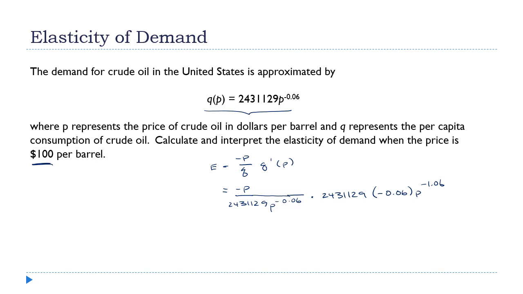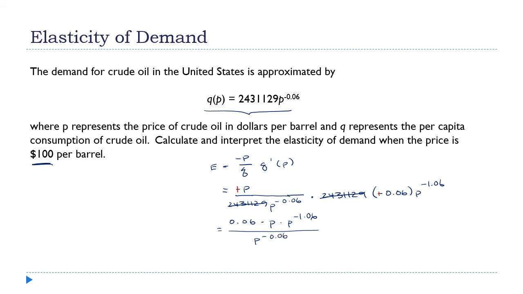Now you see why I was looking ahead. You see why I didn't try to multiply that out? These big numbers here, they're going to cancel. Then what happens? The two negative signs cancel each other. So I'm left with 0.06 times P to the negative 1.06 divided by P to the negative 0.06.